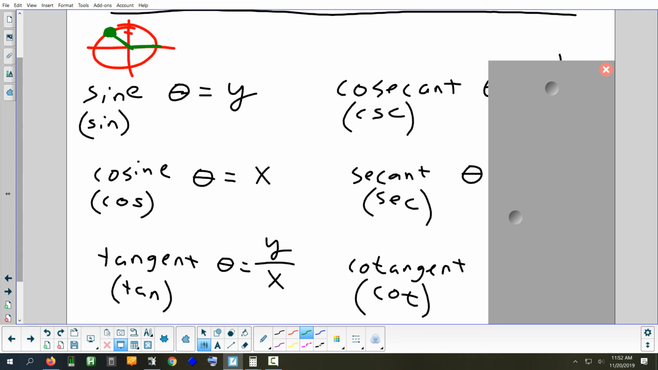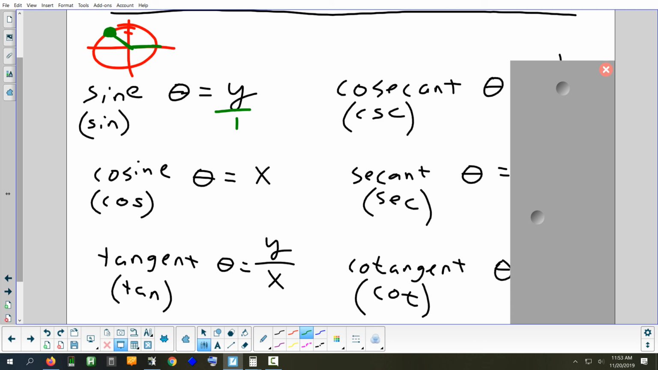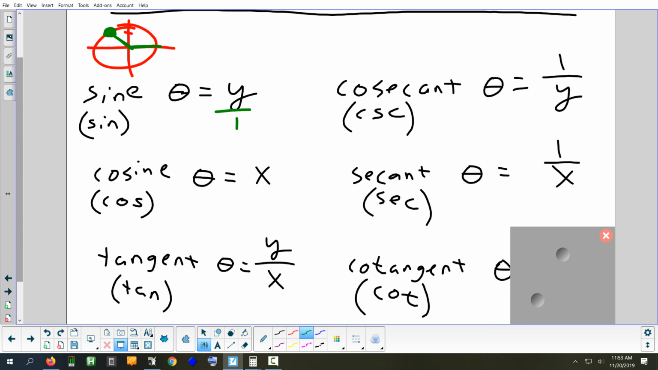Now, I put them in a chart like this on purpose. 3 on the left, 3 on the right, because they are all reciprocals. The ones that are across from each other. Y is not a fraction, but you could think of it as a fraction if you want. You could always put it over 1. So if cosecant is the reciprocal, what do you think the formula is for cosecant? 1 over y. That's why if you know the 3 on the left, you automatically know the 3 on the right. You just take the one on the left and flip it. Secant is 1 over x. And how about cotangent? X over y. Yep.